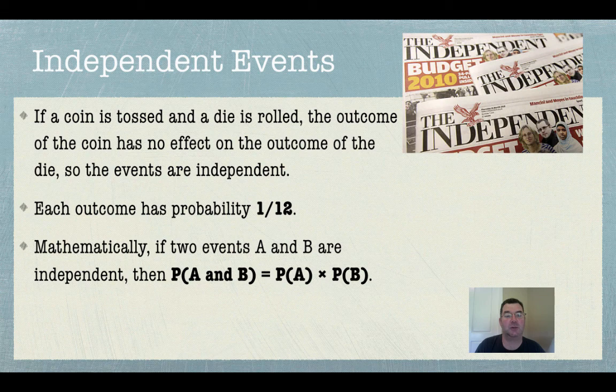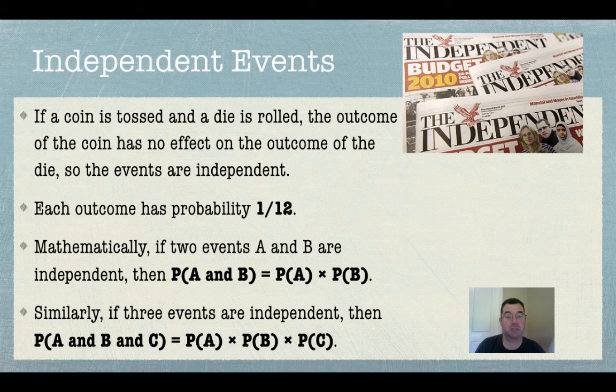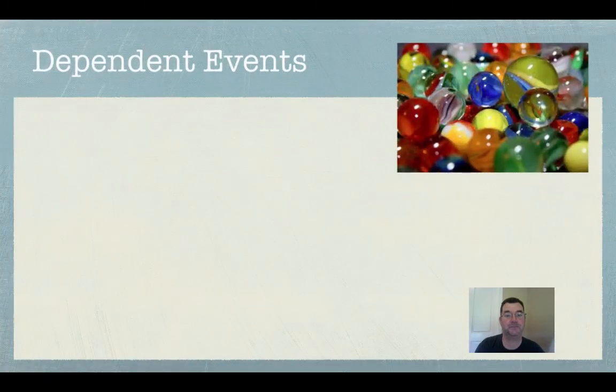So if two events are independent, then you can simply multiply the probabilities like I just did, and you will get the probability of both events happening. And you can do three or more by doing the same thing. If there were three events that led to one outcome, then you could multiply those probabilities together. And it works for four or more if they're all independent.